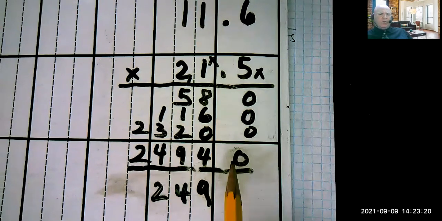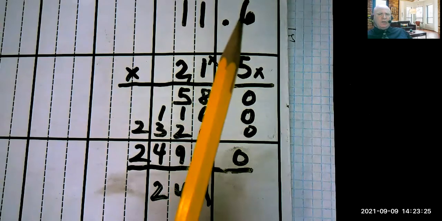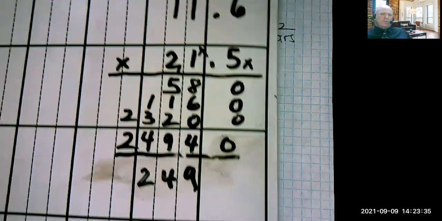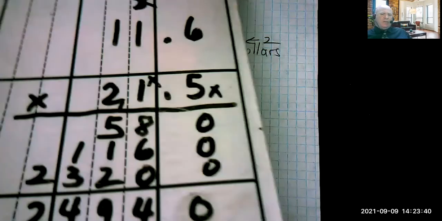Now, if your kids did not know how to convert what they have here into decimals, the easiest step is to show them how many numbers are to the right of the decimal. 1 here and 1 here. So you move 1 here and 1 here. So the answer is $249.40.